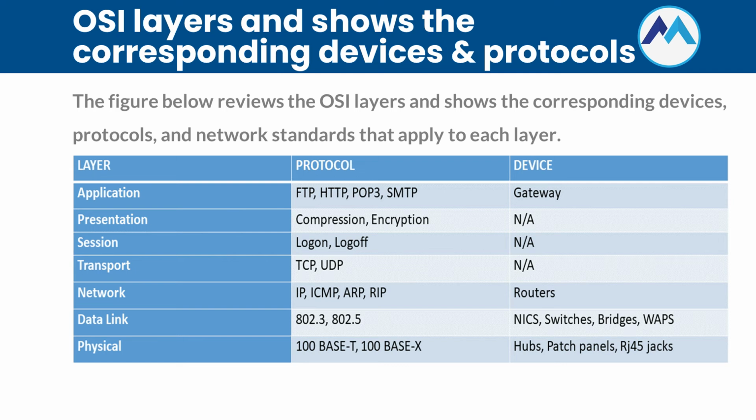Then we go to the presentation layer, the concept of compression and encryption. At the session layer, creation of sessions, that's logging on and logging off. We have the transport layer, with the TCP and UDP protocols. At the network layer we have things such as IP, ICMP, Address Resolution Protocol, and RIP, and the device at this layer 3 is the router. Then we have the data link layer and the physical layer. So you can take your time, study this table, and it will help you further.